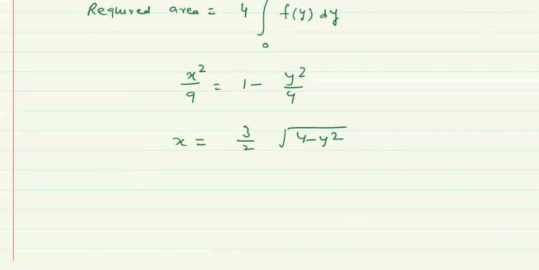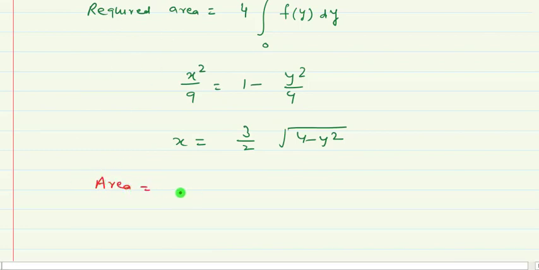So, therefore, we can write area is equal to 4 times the integral from 0 to 2, taking constant term 3 upon 2 outside, and inside we are left with square root of 4 minus y square dy. Now you need to apply the same identity we have applied in the case of circle. Apply upper limit minus lower limit, and then you will be able to calculate the final answer.